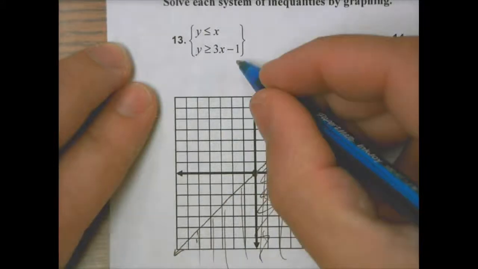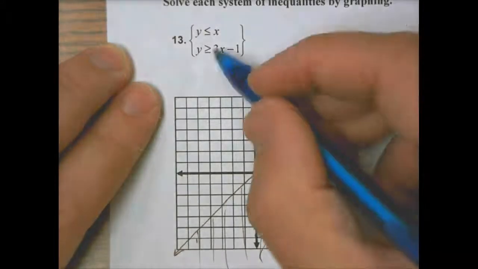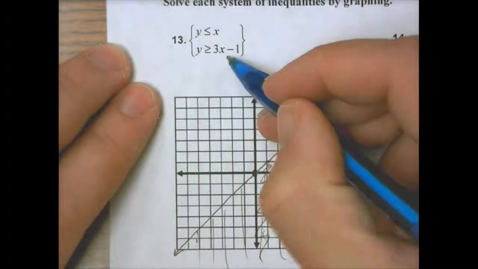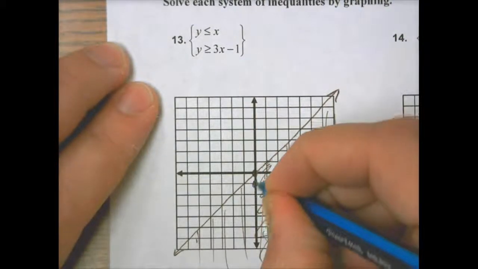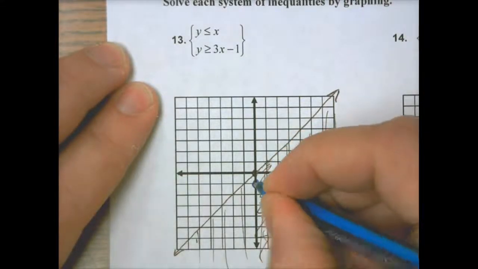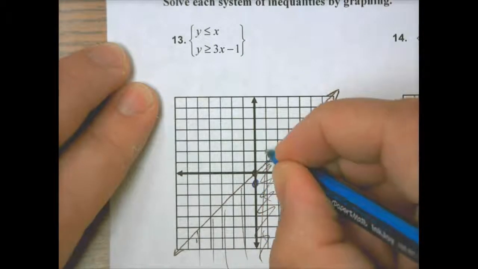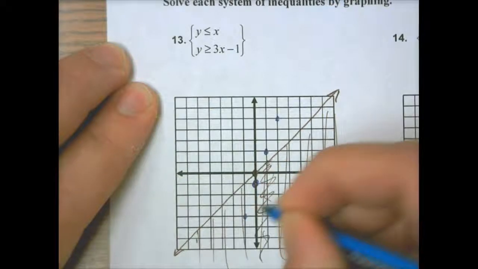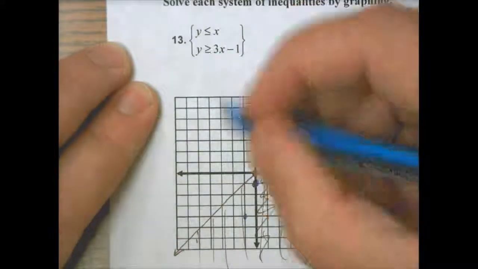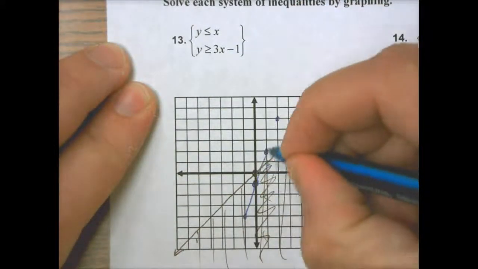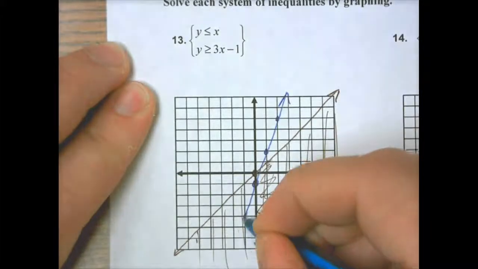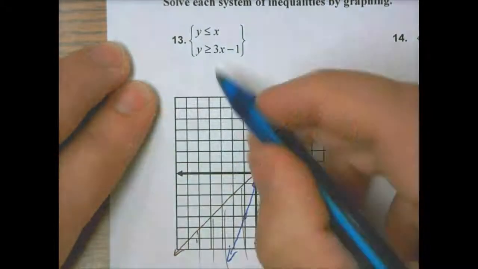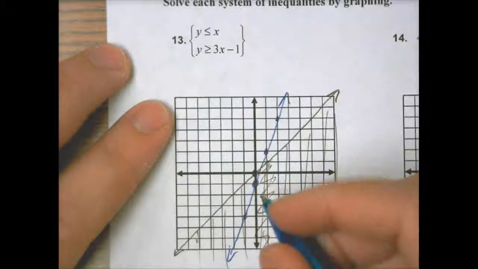All right, my other line is y is greater than or equal to 3x minus 1. So 3x minus 1 will have a y-intercept of -1, and my slope will be up 3 over 1 the entire way. Again, it's less than or equal to, so this will be a solid line as well.